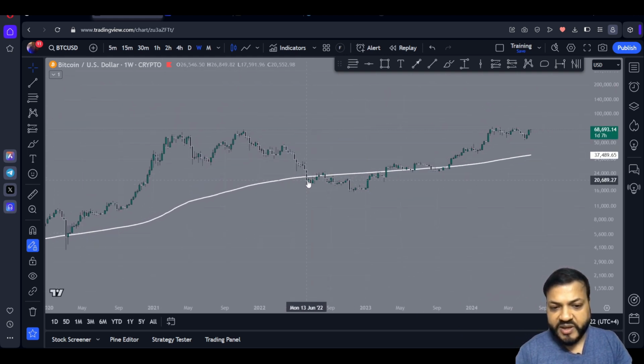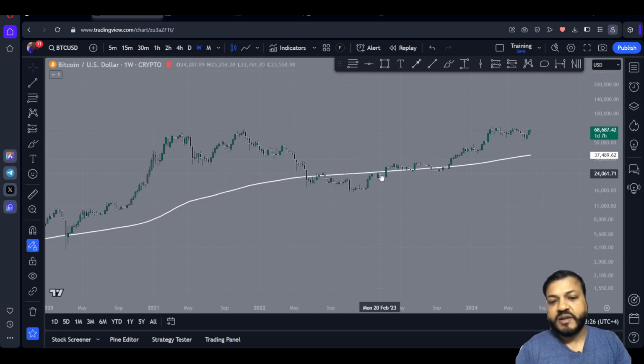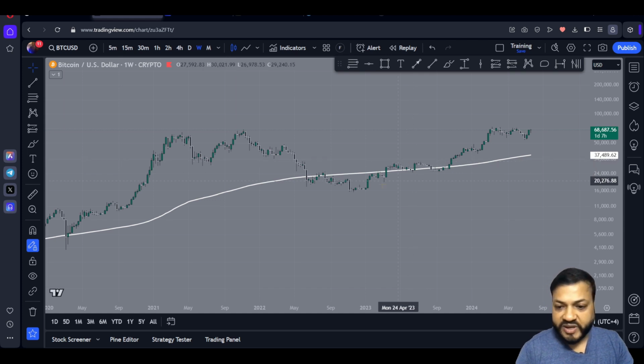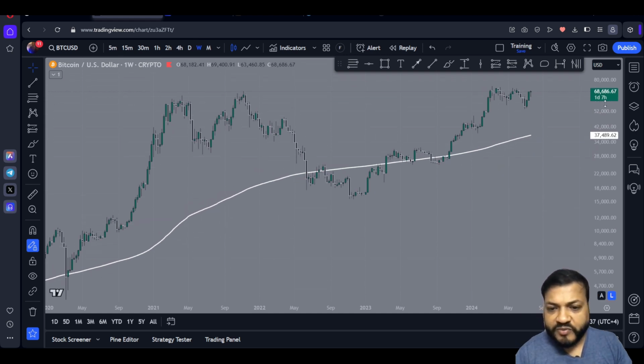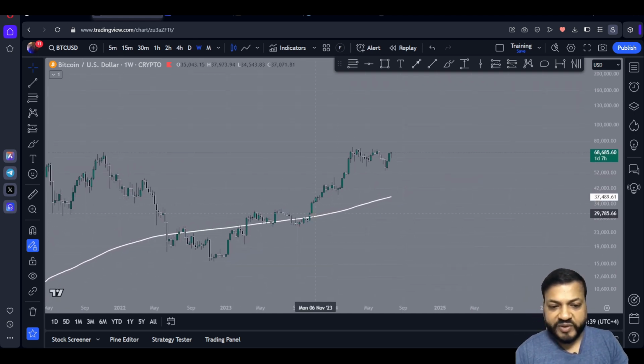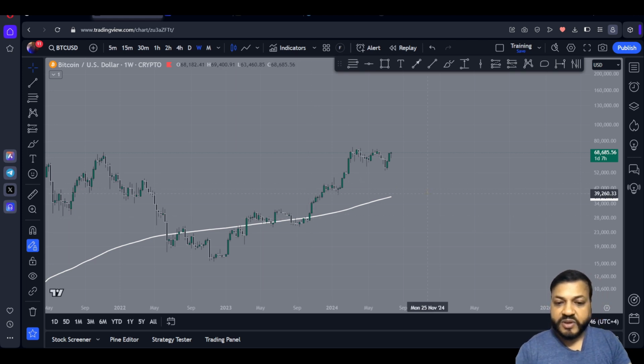So you can see over here, this broke the wall and it went down, but again it just used the 200 as a resistance, but still it managed to break it again. This was in 2022, remember guys? Yeah. So now we are again close to the 200 moving average. You can see in 2023 we bounced again, 23rd October, that was last year. So even if we come down, we will have the 200 moving average as a very strong support.